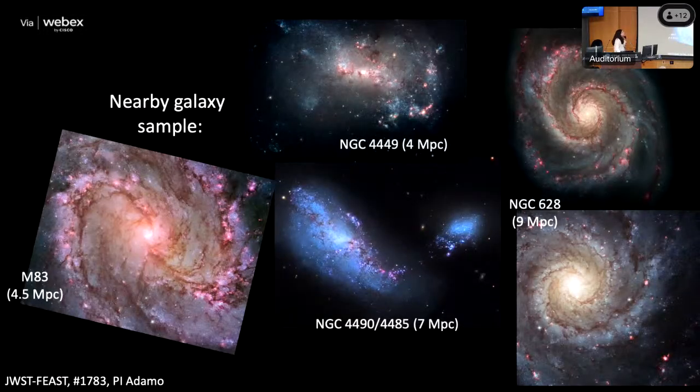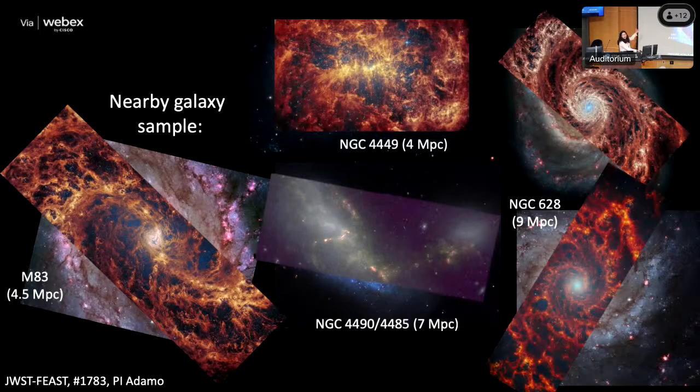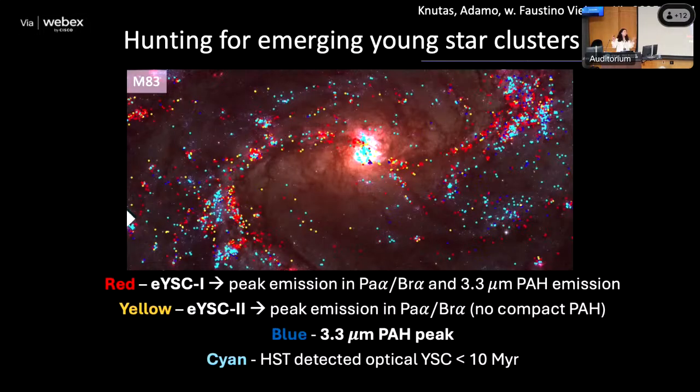So we selected a sample of galaxies within 10 megaparsec, again ranging in different morphologies. We have some grand design spirals, a barred galaxy, a low metallicity dwarf type galaxy, as well as an interacting pair. And we imaged them with JWST. Wow! So you can see these really beautiful data with NIRCam and MIRI. And so, as I said, our objective was to look at the hidden stages of star formation. So for that, we've set out to hunt for these emerging young stellar clusters. I did not say embedded, I said emerging.